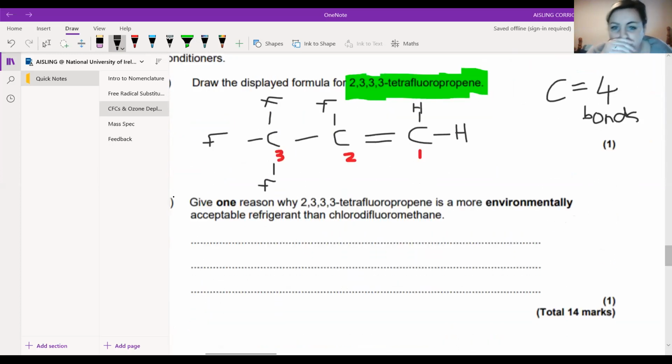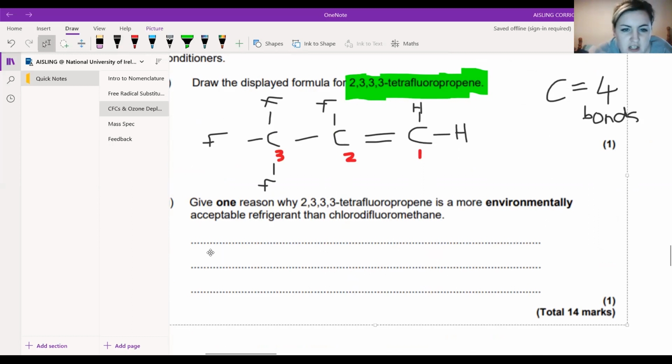Right, give one reason why 2,3,3,3-tetrafluoropropene is a more environmentally acceptable refrigerant than chlorodifluoromethane. Have a pause and have a think. Any suggestions? Well, if you think about it, what causes that damage in the environment? What is the culprit regarding the ozone depletion? So it's that chlorine molecule, isn't it? Or that nitrogen oxide molecule, but it's that chlorine one.